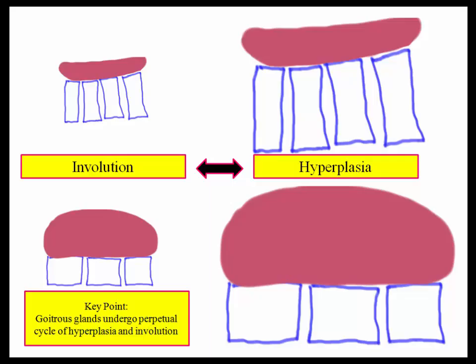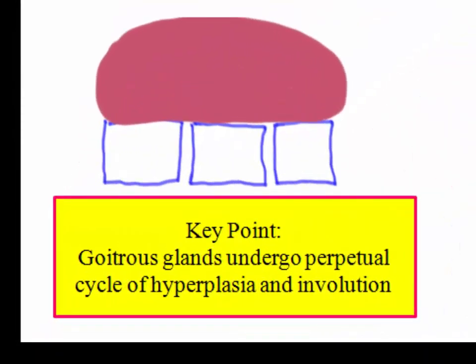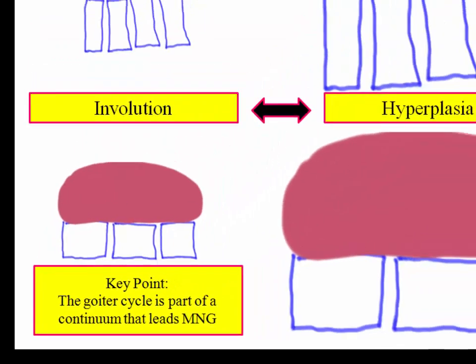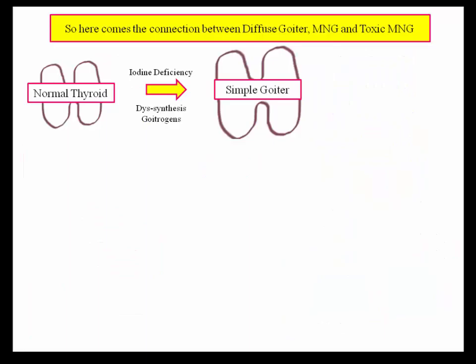This is not intuitive, it is a little sick, and it's not that important, except this process takes us from goiter to multinodular goiter, as you will see in a moment. So the key point here is goitrous glands undergo this perpetual cycle of hyperplasia and involution. This cycle is part of a continuum that leads right into our discussion of multinodular goiter. So let's walk through this. These ridiculous illustrations pretty much tell us everything we need to know about goiter, multinodular goiter, and toxic multinodular goiter. So we start with the normal-sized thyroid. In the setting of relative iodide deficiency or biosynthetic abnormalities, the gland enlarges under the influence of TSH.